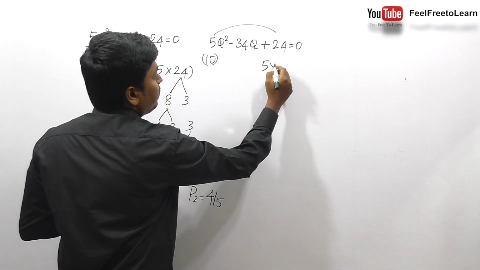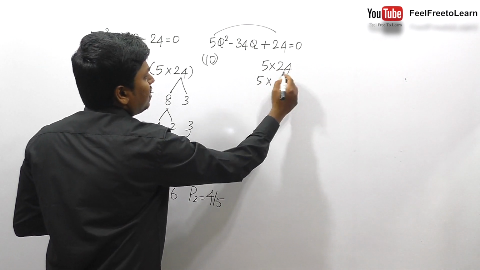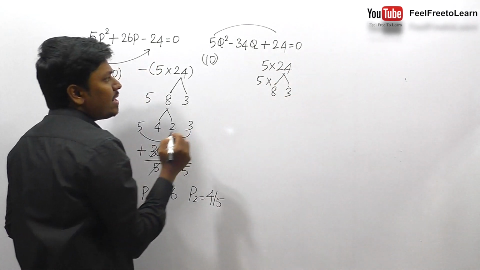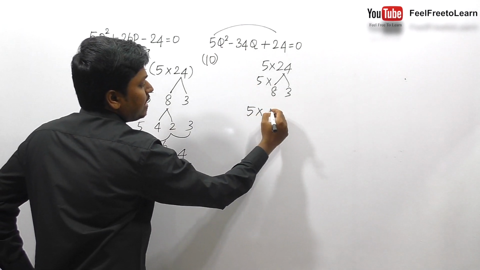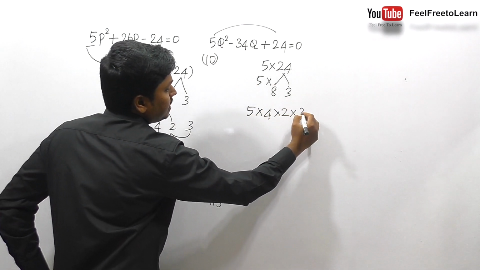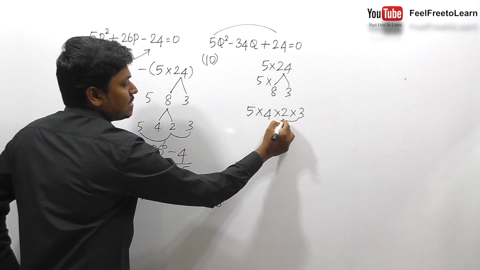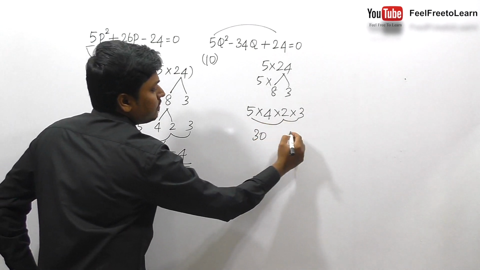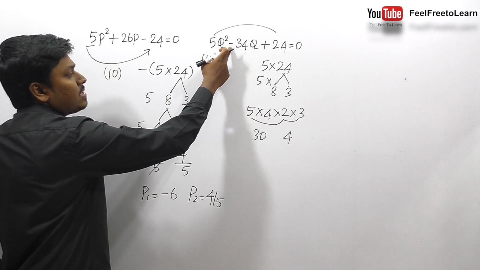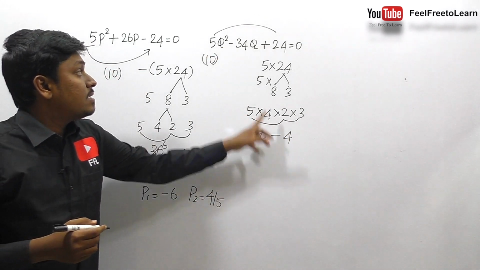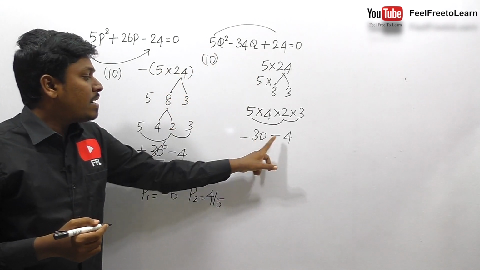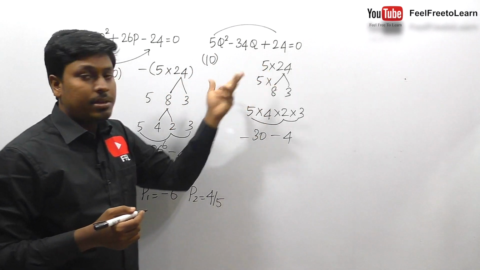So 5 into 24. This 24 can be done as 8 threes are 24. Our target is to bring 34, right? Similarly, 8 can be done as 4 into 2 into 3. So 3 twos are 6, 6 fives are 30. So 30 and 4 will be the factors, friends, because here it is minus 34. So minus 30 minus 4. When we add both the numbers, the result will be minus 34. When we multiply both the numbers, the result will definitely be positive, right?